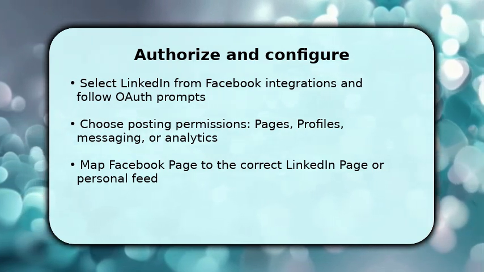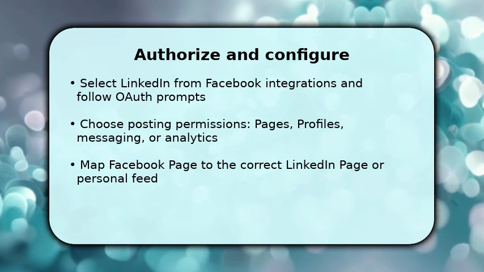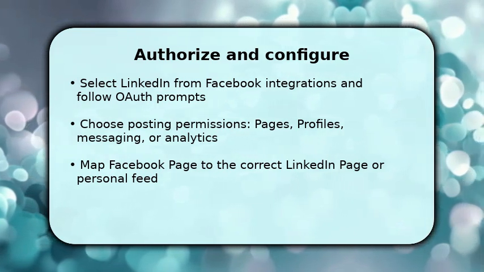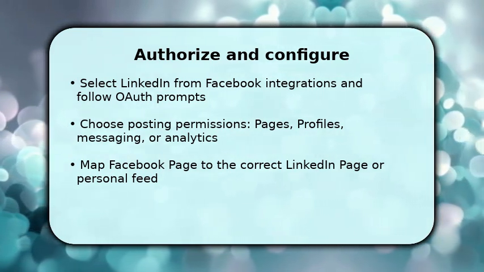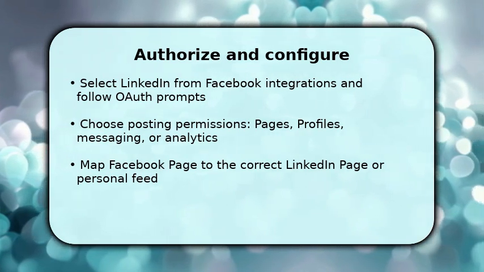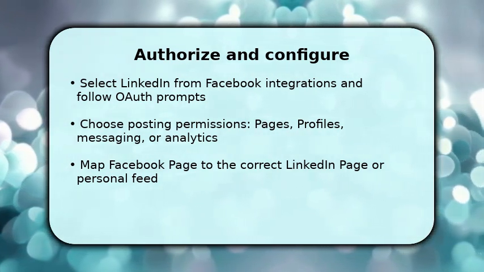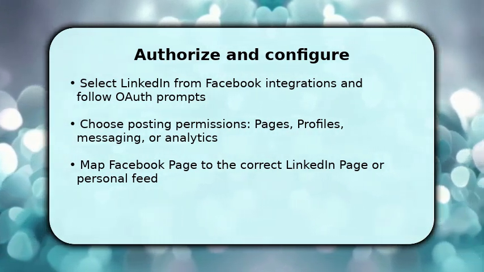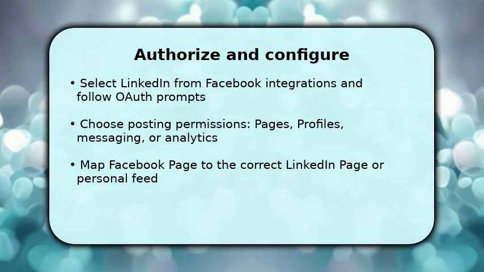After authorization, map which Facebook page posts should route to which LinkedIn page or personal profile, and set content options like link previews and visibility. Make sure to enable cross-posting for future posts. This step configures how posts are transformed and where they appear.